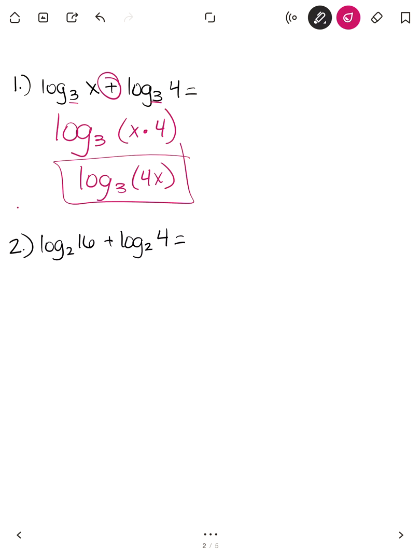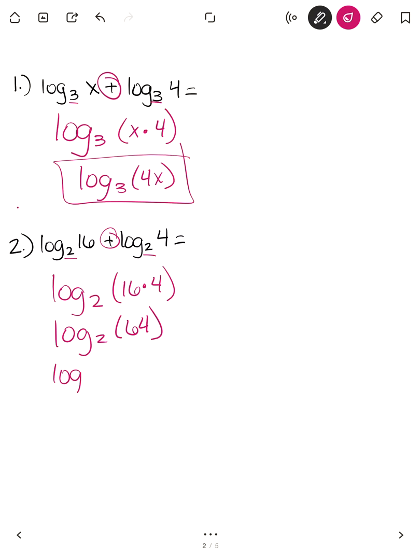So number 2, log base 2 of 16 plus log base 2 of 4. Again, my bases are the same. I'm adding. I want to condense it down to one single log. So I take 16, I multiply it by 4. That gives me log base 2 of 64. This is something I can type into the calculator, but I have to remember to do change of base. Log of the number divided by log of the base.